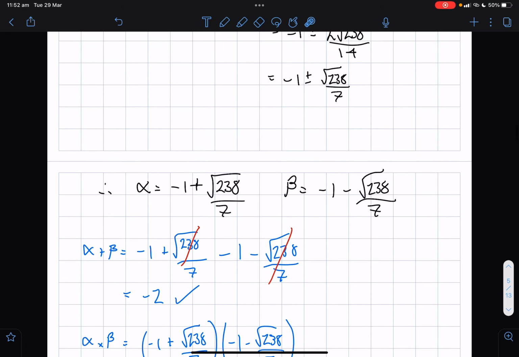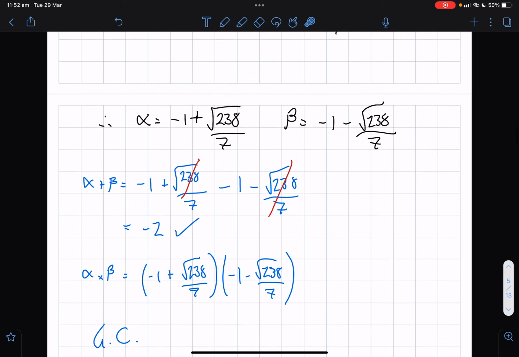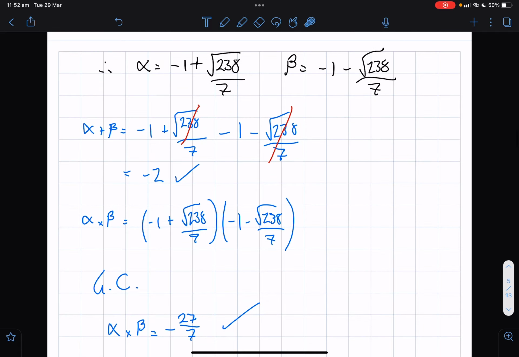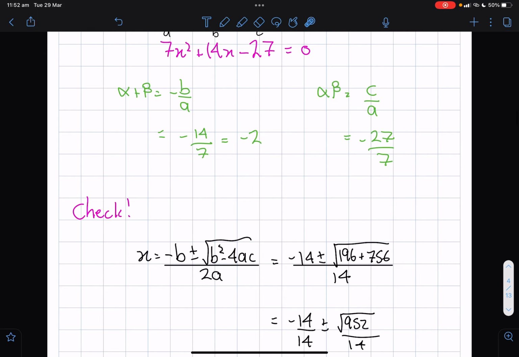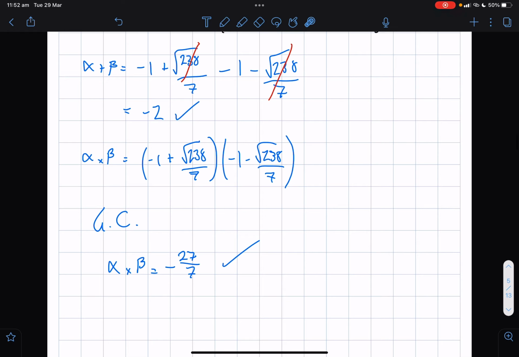Now we have to find the product. So we multiply the two terms together. I don't want to do that in my head. I don't know about you, but I'm going to use my calculator, and that spits out to be negative 27 on 7, which is exactly what we found up here. So that checks out as well. And that is all you have to do for a check.